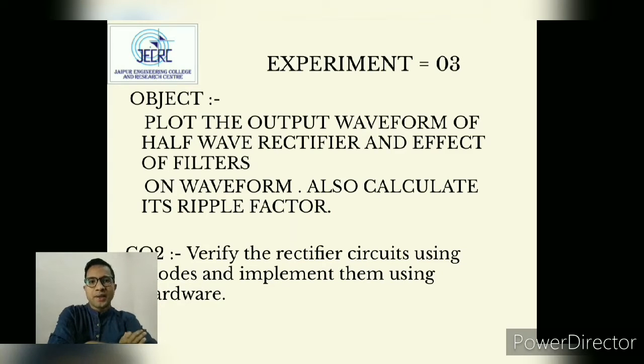In this lab, our objective is to plot the output waveform of a half-wave rectifier and the effect of filters on the waveform, and also calculate its ripple factor. In this experiment, we will include course outcome 2 according to RTU, which is to verify the rectifier circuits using diodes and implement them using hardware.